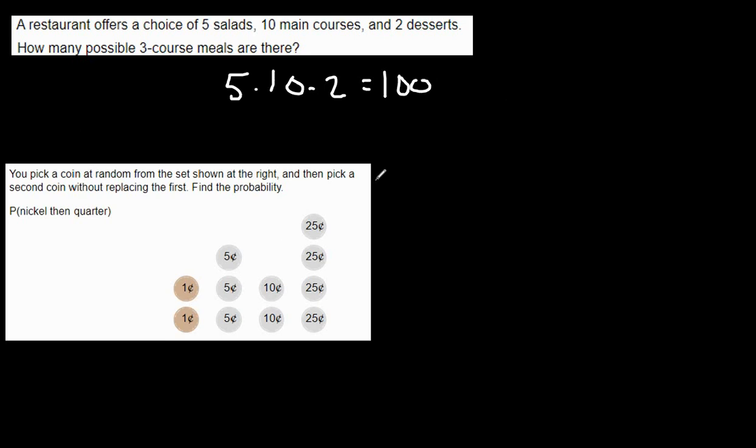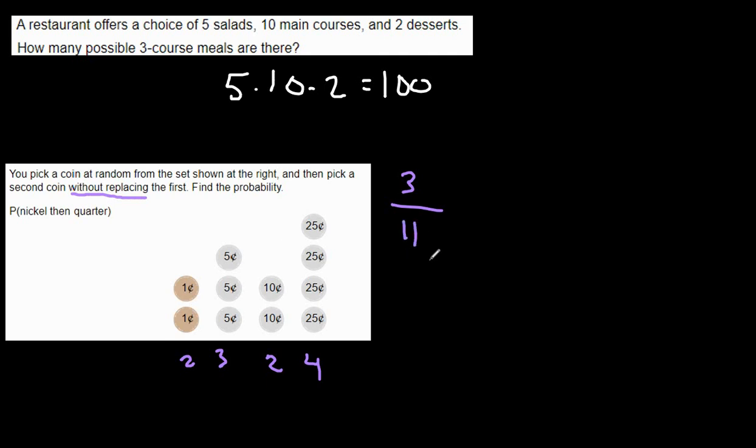The next question: you pick a coin at random from the set shown below, and then we're picking a second coin without replacing. That's important. Without replacing the first one, we want to find the probability of a nickel and then a quarter. So probability is like what you want over what you could have. So the probability of getting a nickel first, there's 3 nickels, so we have 3 over... You count the coins up. There's 2, 3, 2, and 4 there. So we add them up, and we got 11.